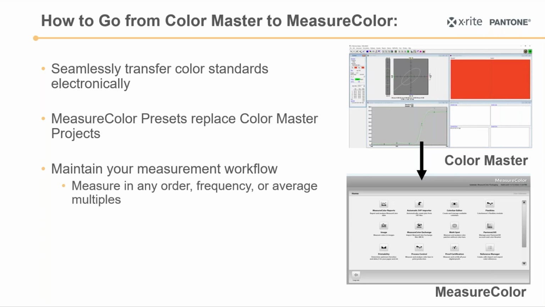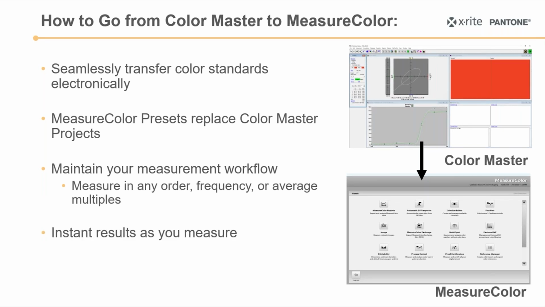You can also maintain the measurement workflow that you've become accustomed to in Color Master. What I mean by that is you can measure multiple colors in any order, any frequency. You can average multiple measurements. The choice is yours. There's no requirement to read a certain number of measurements before you can see the results. There's no need to measure in a sequential order where you have to follow a particular direction. You measure as you like.